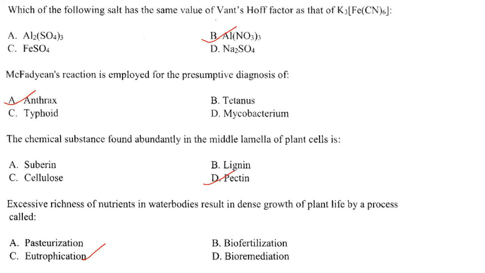Then McFadyen's reaction is employed for the presumptive diagnosis of anthrax. Answer is option A. Then the chemical substance found abundantly in the middle lamella of plant cell is pectin. Answer is option D, because middle lamella is composed of calcium and magnesium pectates. Then excessive richness of nutrients in water bodies results in dense growth of plant life by a process called eutrophication. Answer is option C.